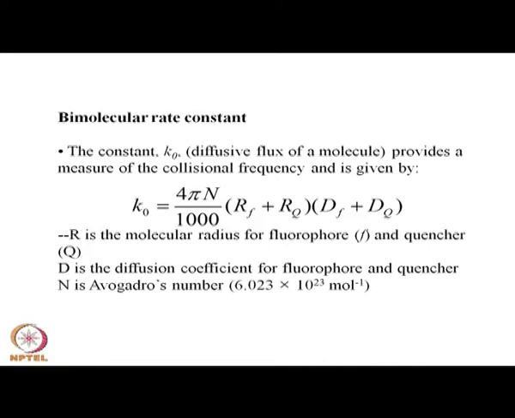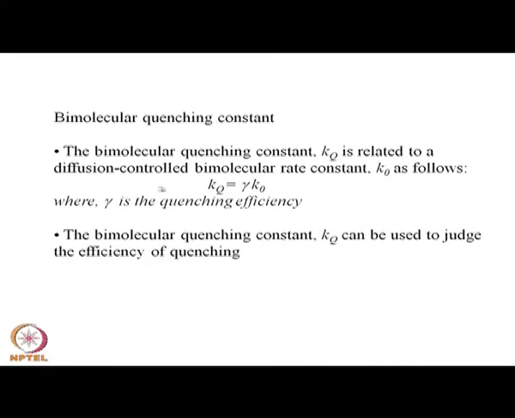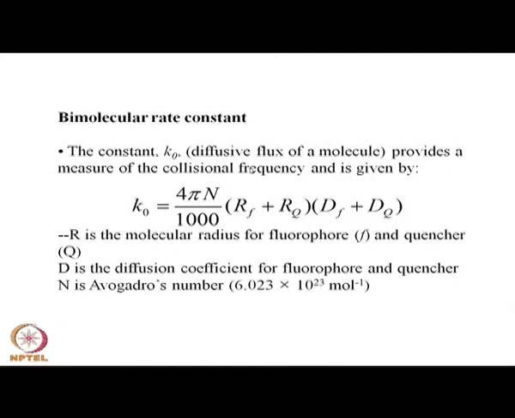The rate constant K0, that is the diffusion controlled bimolecular rate constant. K0 is basically the diffusive flux of a molecule, provides a measure of the collisional frequency and is given by K0 is equal to 4 pi N divided by 1000, this is the expression for K0, into Rf plus Rq into Df plus Dq. This Df plus Dq is the combined diffusion constant, and Rf is the molecular radius of the fluorophore F.